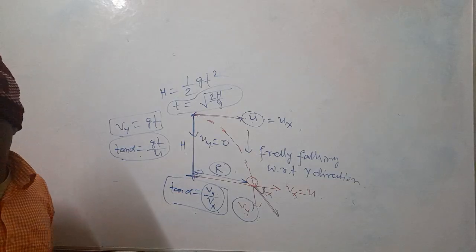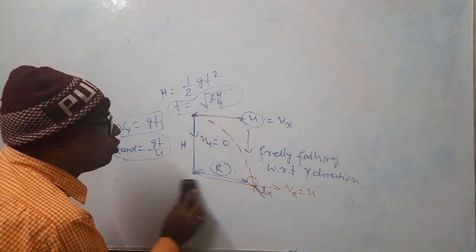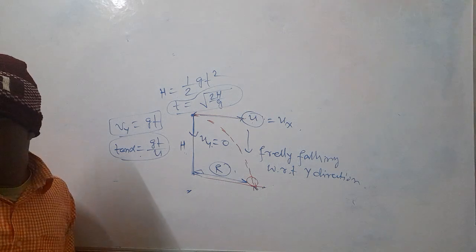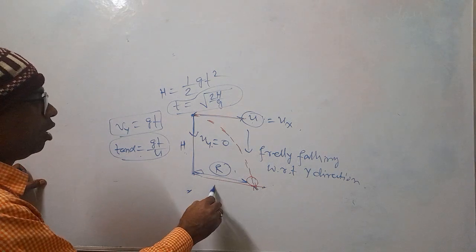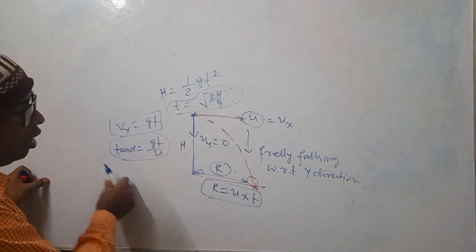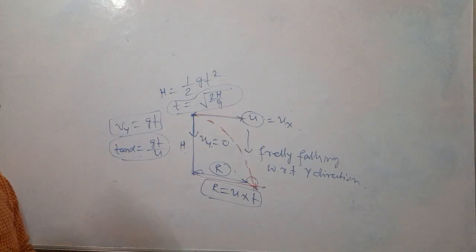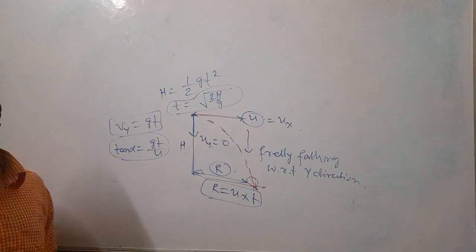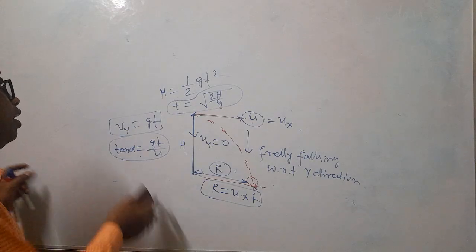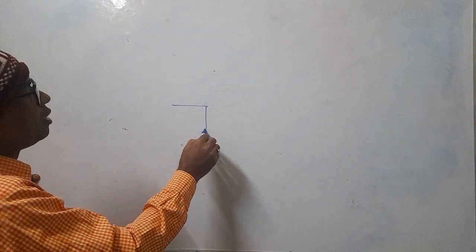And this is the time of flight, and what is the range here? R equals horizontal velocity into time. So R equals u into t. Okay, you can see different types of problems in JMN with respect to this, like a staircase problem. You can solve it easily in this way. This is the staircase problem.